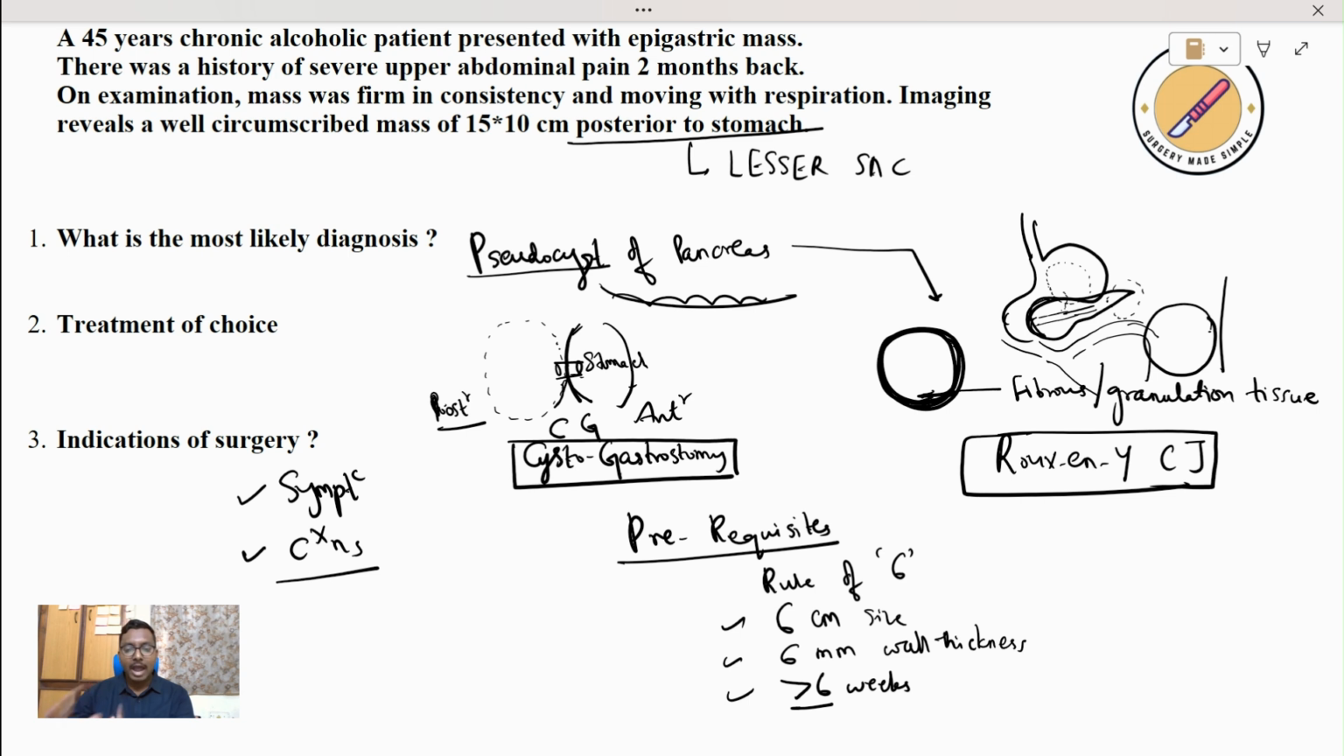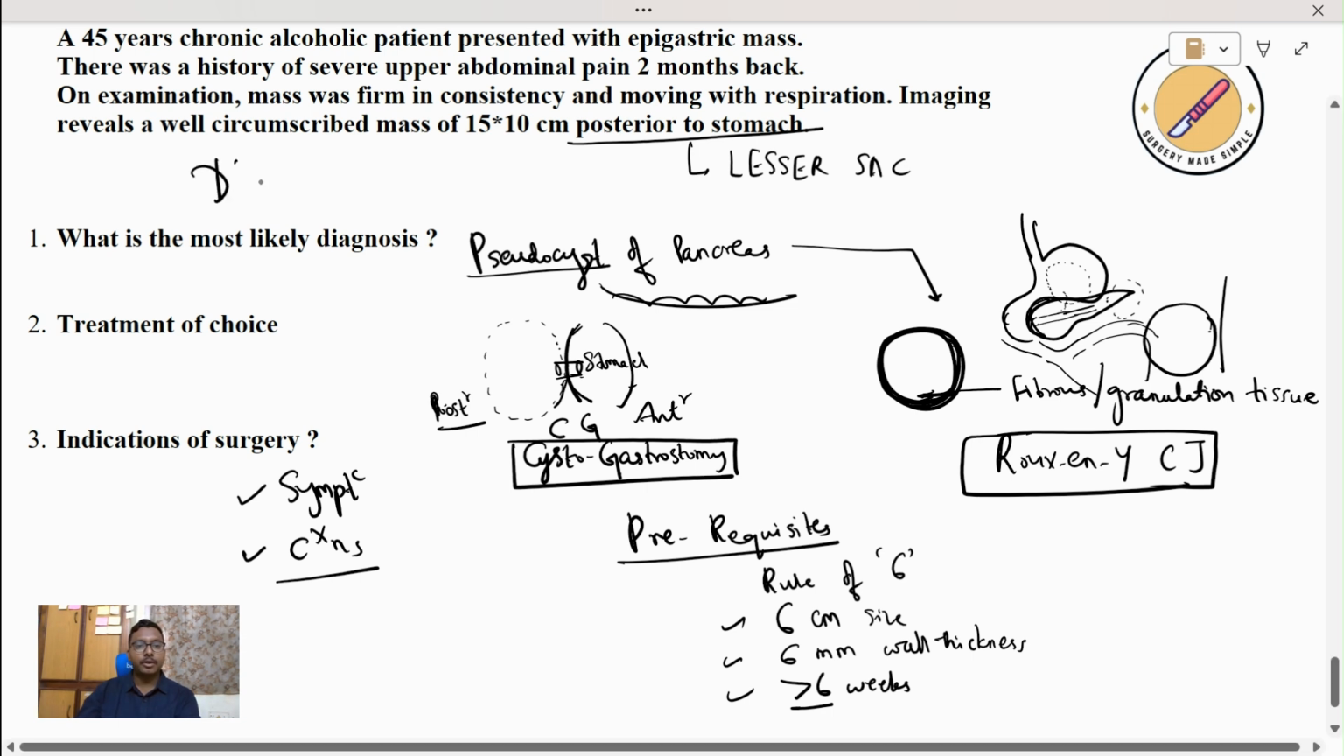So when you have this proper rule of six, then only you will go for surgical intervention. Okay, right? And you have an important classification called D'Egidio classification. I have already described this D'Egidio classification in one of my previous videos.